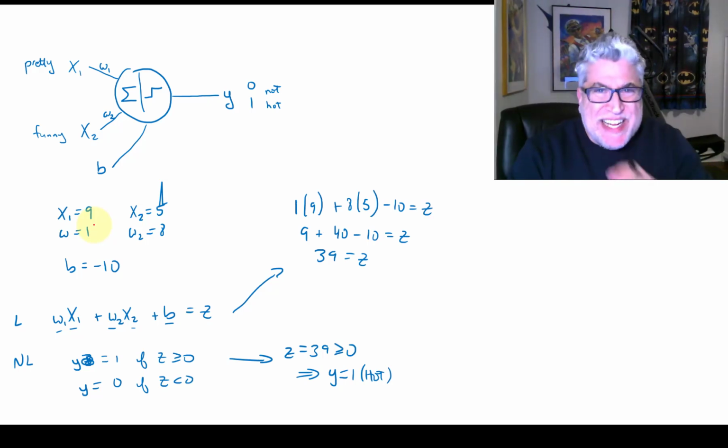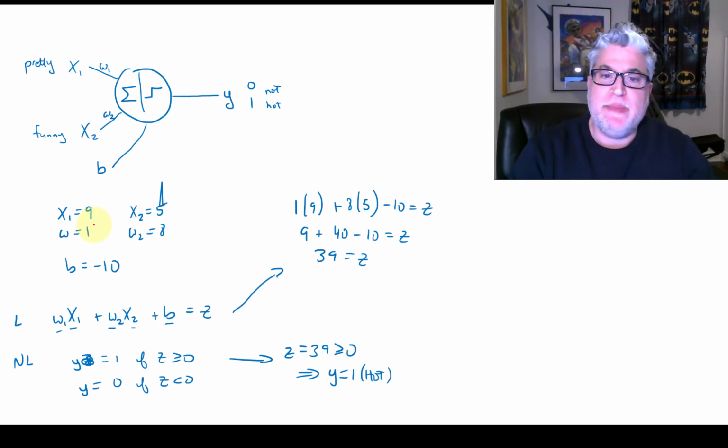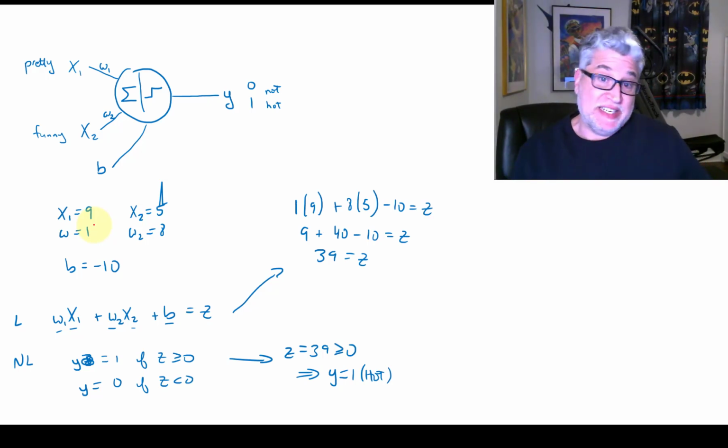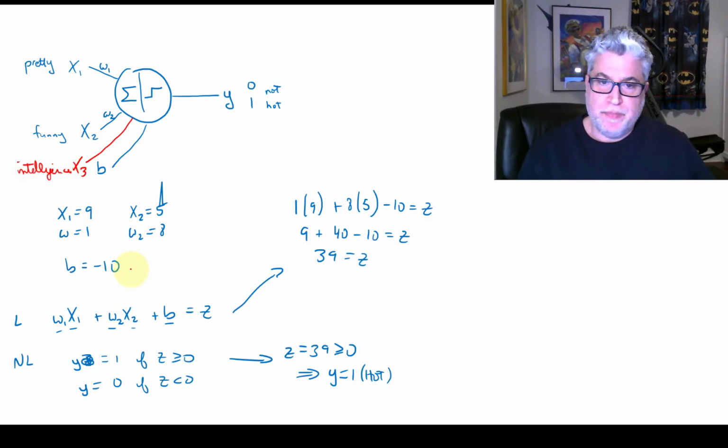You might say, with just two characteristics, I need to know more about the person. Not only do they need to be pretty and funny, but they need to be intelligent as well. So maybe we need a third attribute. Intelligence. Okay. Now, this intelligence, this x3, will need a weight. And we have to know what our preferences are, how important intelligence is to us. And we can see if this person is attractive or not.